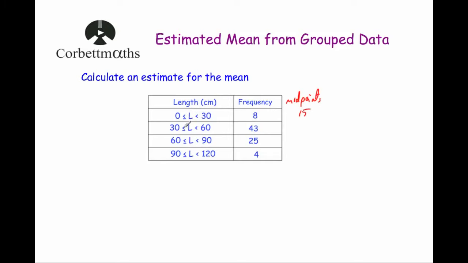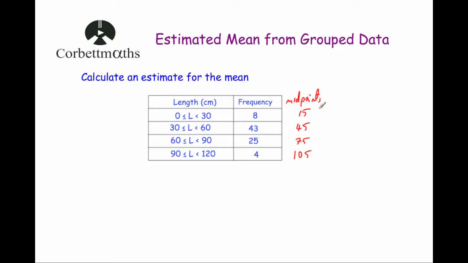The next group is between 30 and 60, so the midpoint of that would be 45. To get those midpoints, if you're not sure, I just add the two numbers together. So 30 plus 60 is 90, and then half it is 45. Our next group is between 60 and 90, so the midpoint is going to be 75. And finally, the last one's between 90 and 120. So these 4 alligators could have a length of anywhere between 90 and 120. So we go for the midpoint, and that's going to be 105 centimeters.